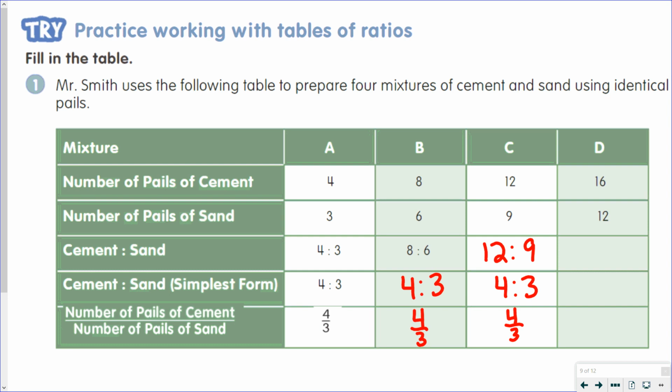And for column D, cement to sand ratio is 16 to 12, which simplifies down to 4 to 3, which in the form of a fraction is 4 to 3. So for every 4 parts of cement you use, you want to use 3 parts of sand to keep that ratio and that mixture consistent.